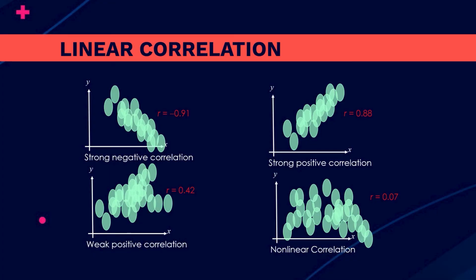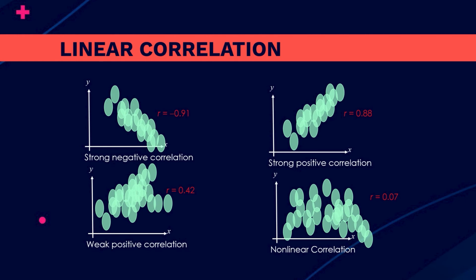Sometimes we observe that the dots are quite near, and when the dots move from left to right in a downward manner, it is considered a strong negative correlation. When they move from left to right in an upward manner, from bottom left to upward right, it is considered a strong positive correlation. A weak positive correlation is where you are not going to find a clear relationship.